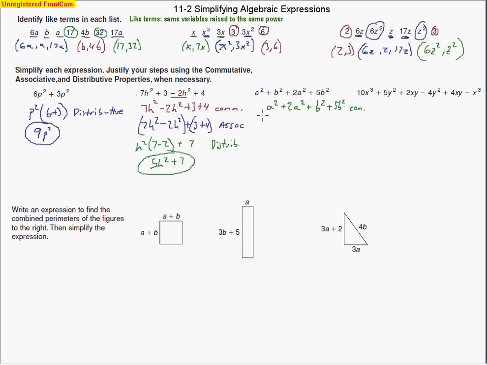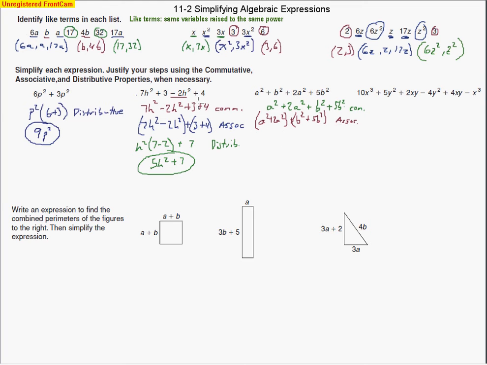And then I need to start grouping the terms together. So I'm going to use that associative property. So I've got the a squared plus the 2a squared. So I'm going to show that those are the terms I'm going to add together. And then the b squared and the 5b squared. Those are the two terms I'm going to add together. So there's my associative property.